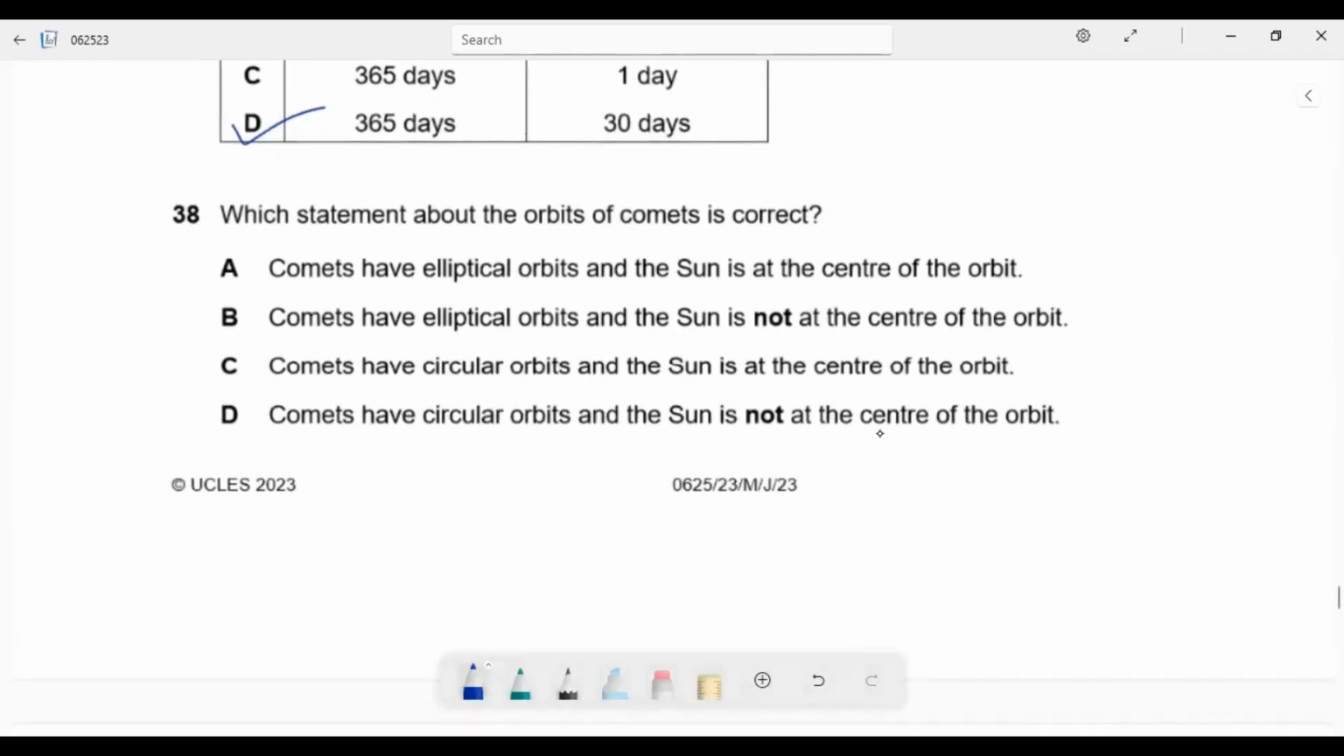Which statement about the orbits of comets is correct? The orbits are elliptical in shape and the Sun will be at one of the foci. So comets have elliptical orbits and the Sun is not at the center of the orbit. B is the right choice.